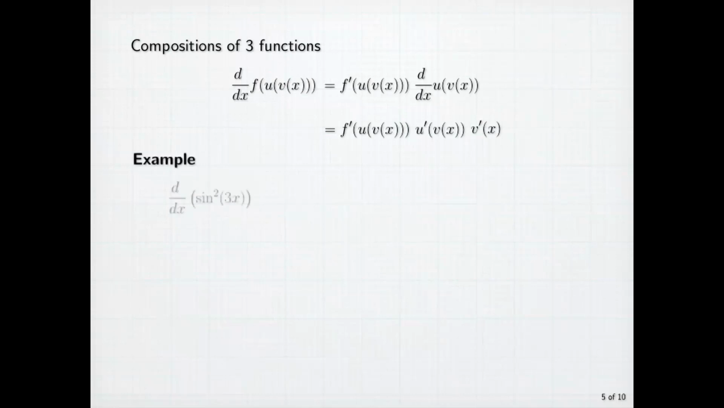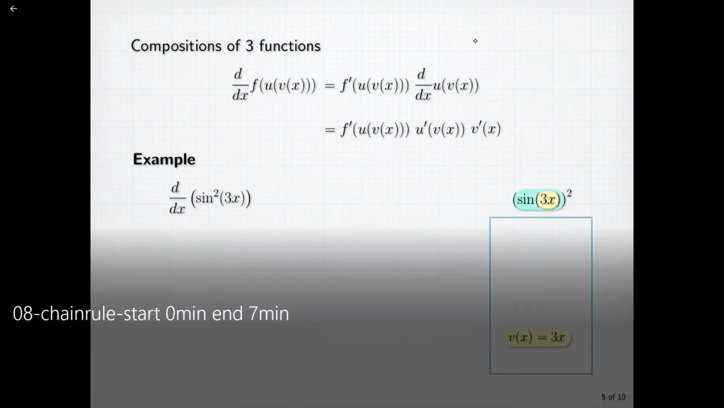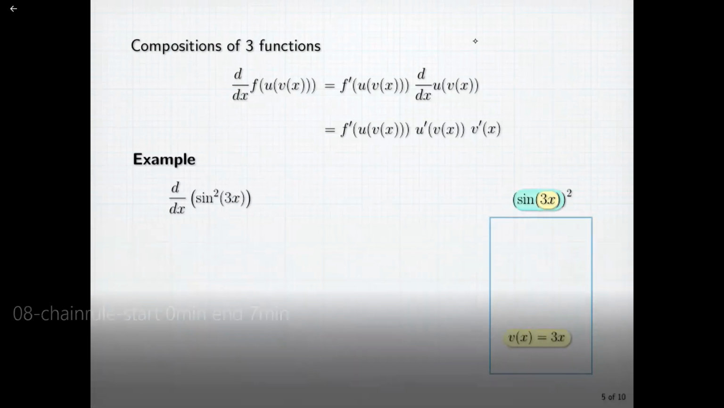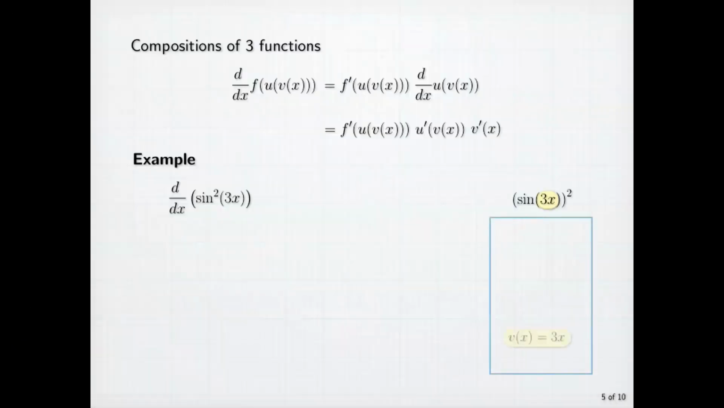Example, the derivative with respect to x of sine squared 3x. Now the innermost function here is 3x. So let's let v of x equal 3x. Now, 3x is inside of the sine function, so let's let u of v equal sine v, and the outermost function is f of u equals u squared.